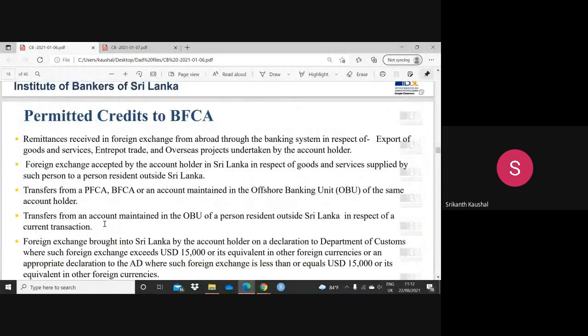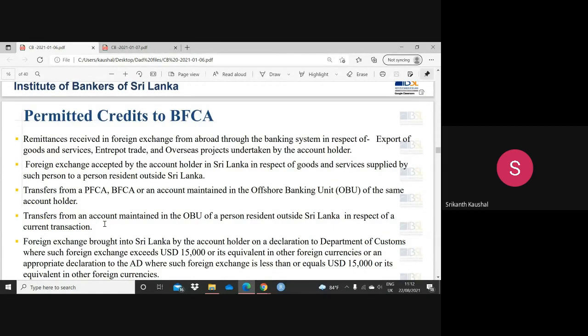These are the permitted credits. Remittances: receiving foreign exchange from abroad through the banking system, export of goods or services. You know what entrepot trade is? Entrepot trade means you are buying goods from one country and selling to another country, earning foreign exchange. If you are doing an overseas project, you earn foreign exchange. All this is inward remittance coming to your BFC account.